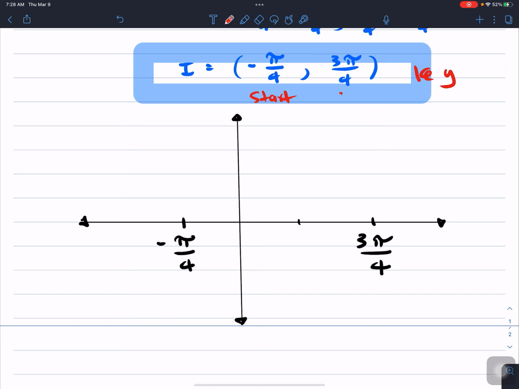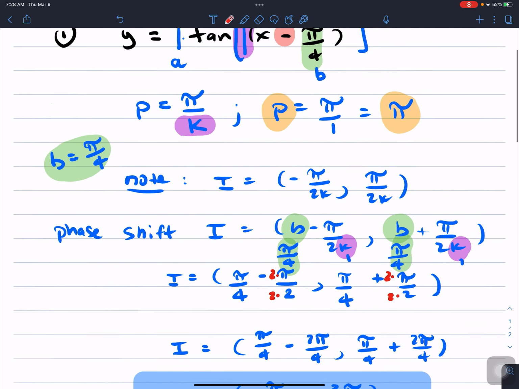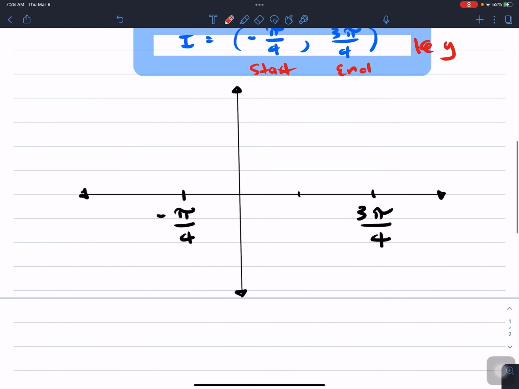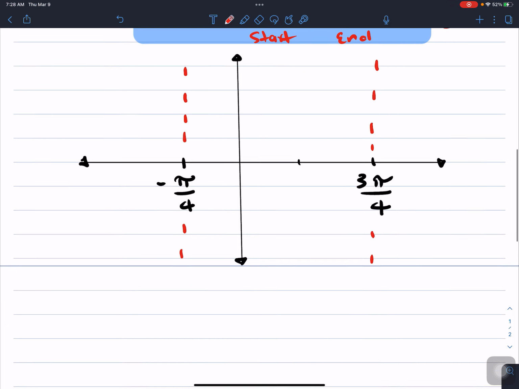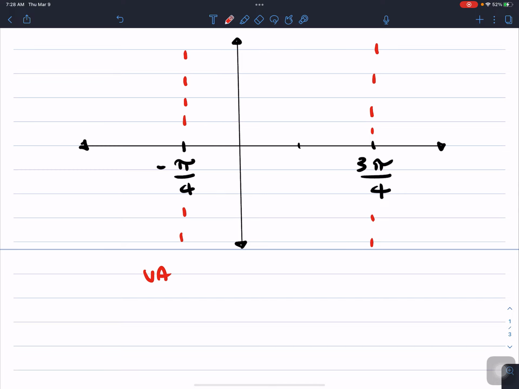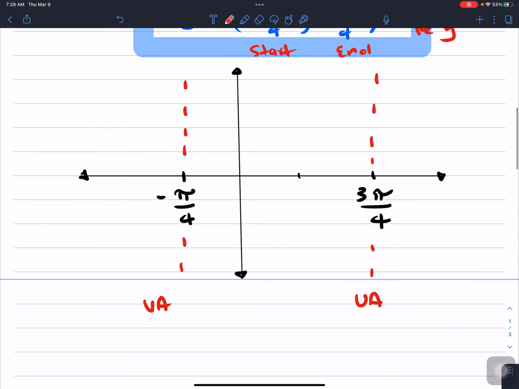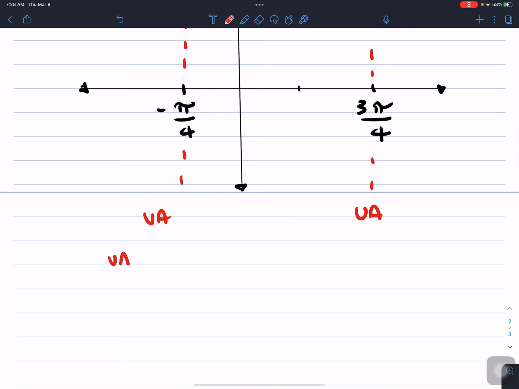But what kind of function is this again? This is tangent. So what do you guys know about tangent? This location over here is a vertical asymptote. This location over here is another vertical asymptote. So what they're going to ask you, as you guys notice, is always, where are your vertical asymptotes? They happen at x is minus pi over 4, and they happen at x is 3 pi over 4.